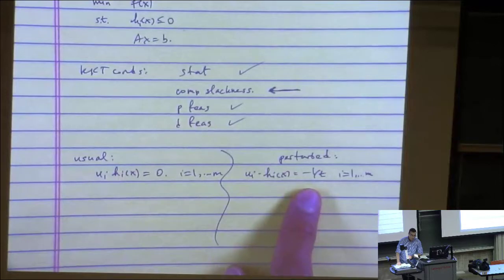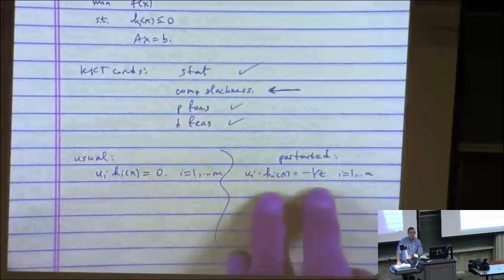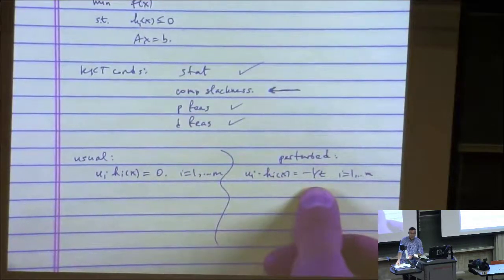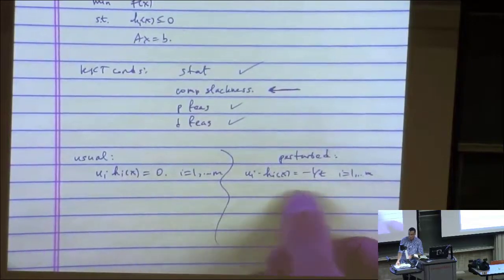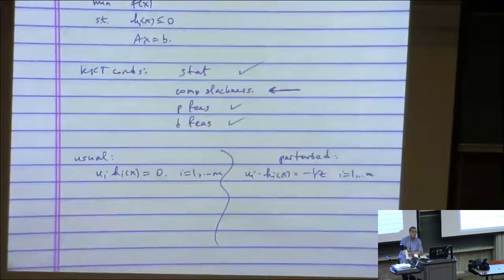And it turns out that the central path is the solution to the KKT system once we replace complementary slackness with this perturbed version. We've replaced 0 by minus 1 over t. As t gets very large, as we take t to be very, very big, this approaches complementary slackness. So solving this system is going to give us a solution to our original problem.